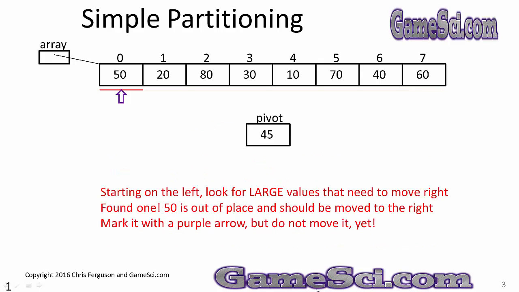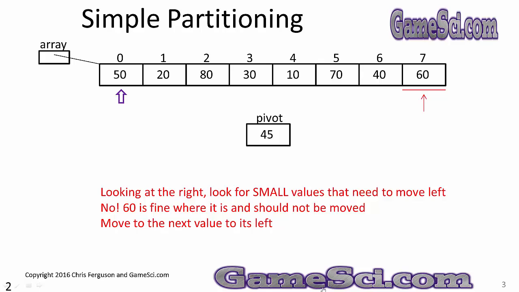Starting on the left side, look for large values that need to move to the right. Found one. 50 is out of place. If you compare 50 to our pivot, 50 is larger. Well, partitioning says everything that's large should be on this side of the array. 50 needs to move. It's out of place. Mark it with this purple arrow here, but don't move it yet. We're going to hold off on the move.